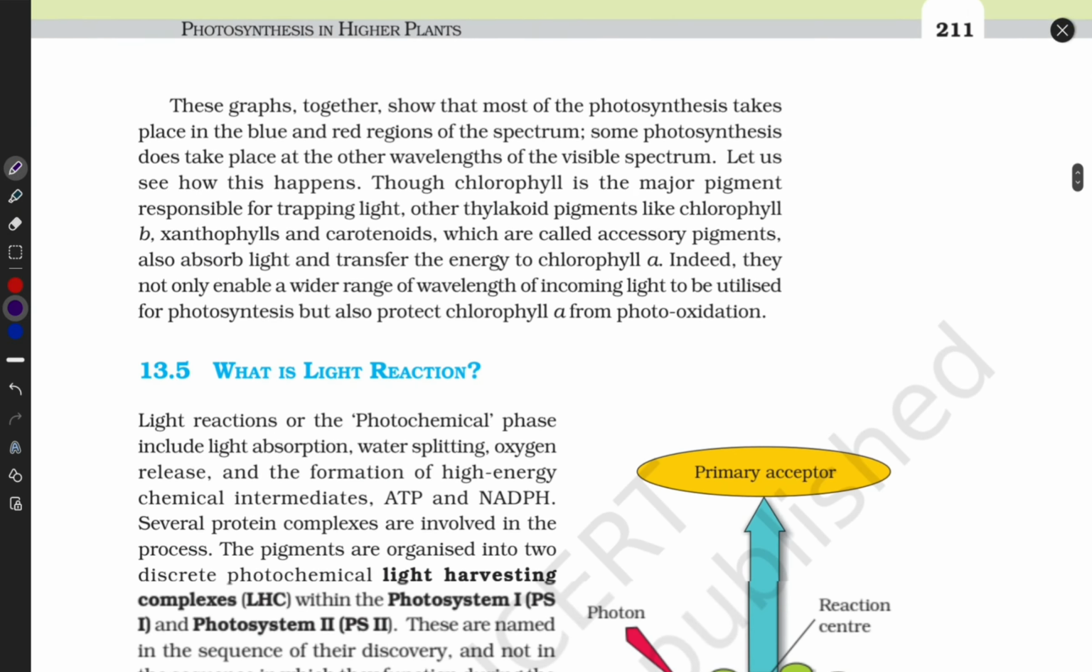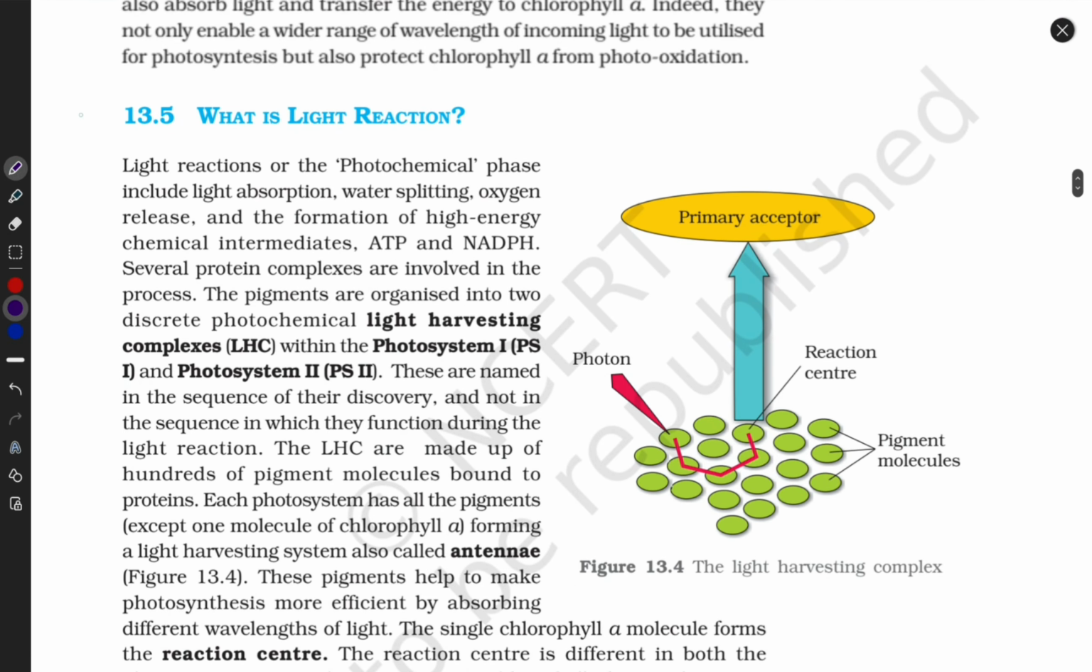Okay, so this is the photosystem. We will discuss it in our next video. We will discuss photosystem 1 and photosystem 2. We will discuss both in an elaborate manner, beyond the level.